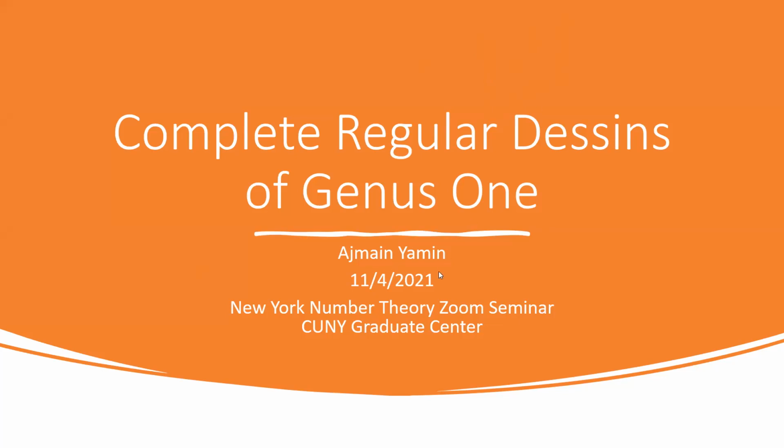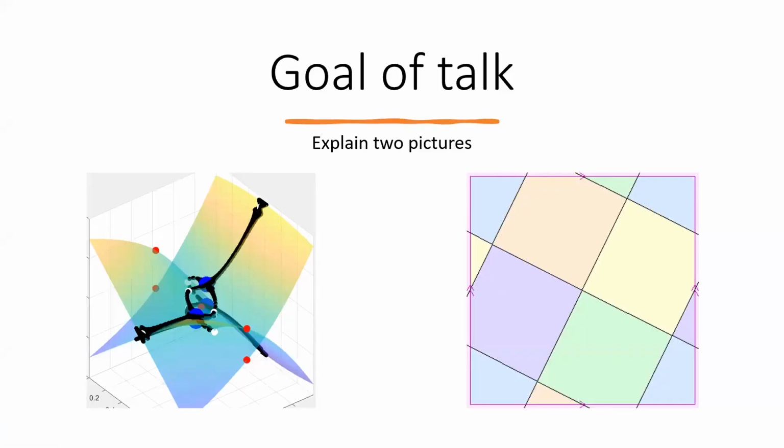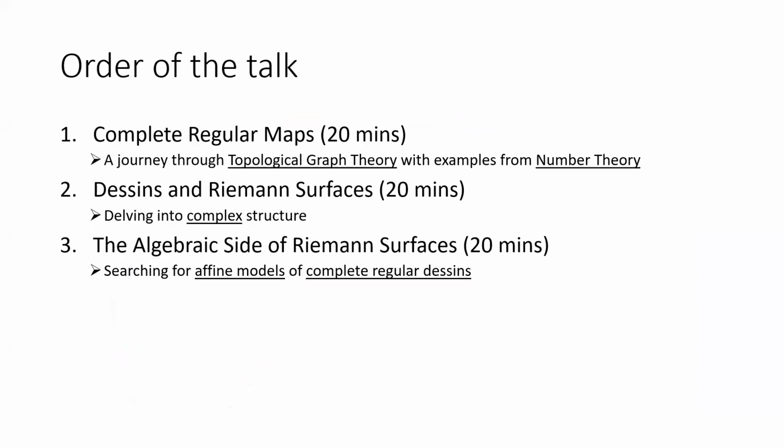So yes, my name is Ajmain, and I am talking about complete regular dessins of genus 1. That's the title of my talk, and this is a project that I've been working on. So I'll try to explain it today. The goal of my talk is to explain these two pictures and basically tell you why they're the same picture.